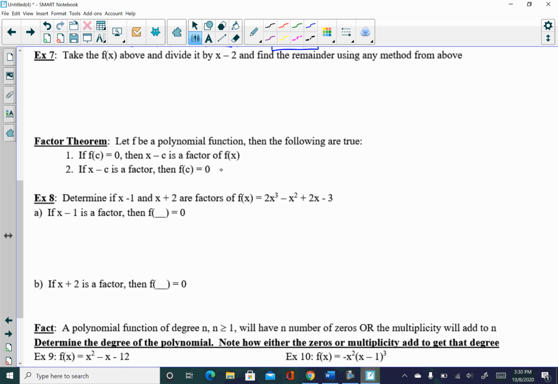So here in example 8, part A, it wants us to determine if x minus 1 and x plus 2 are factors of this function. So if they're factors, the remainder should equal 0. And the remainder theorem said, okay, well, you can plug in the opposite of your factor, which is the 0. So if x minus 1 is a factor, then f of +1 is a 0. Okay, f of +1 would equal 0. So what we're going to do is just check to see if this happens.